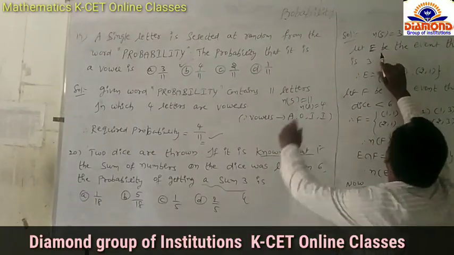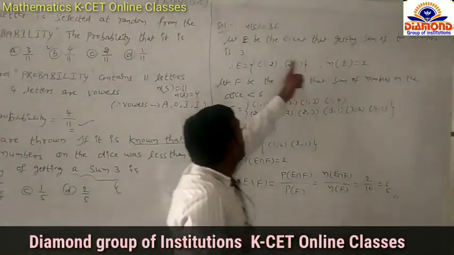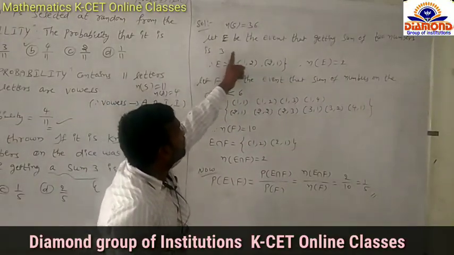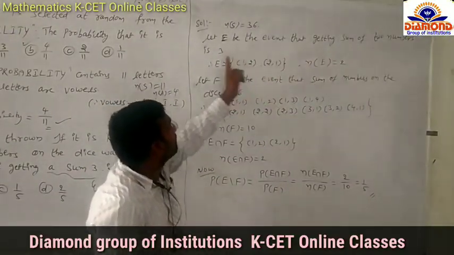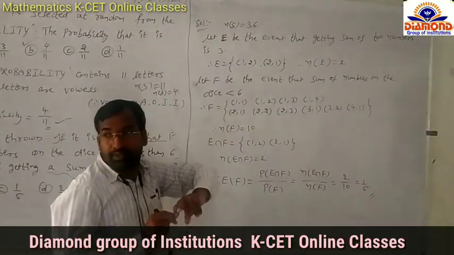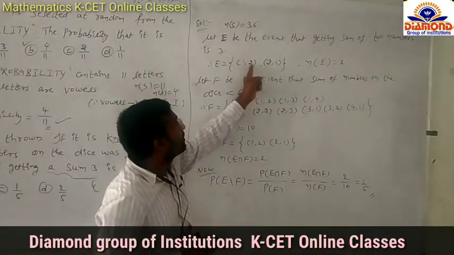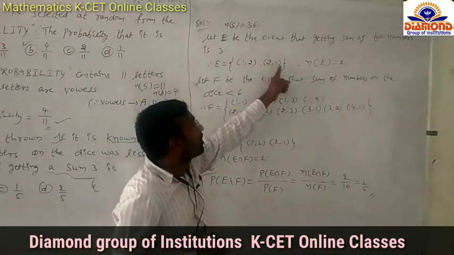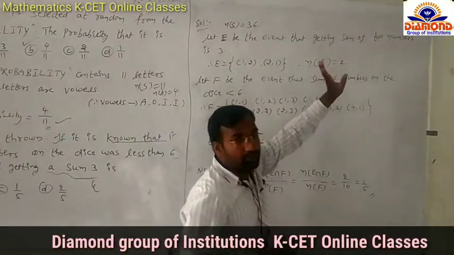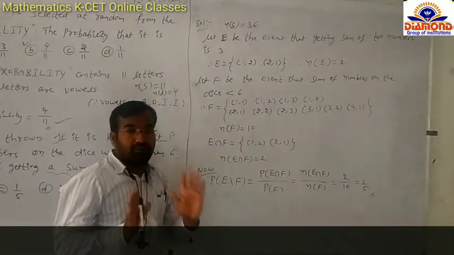Let E be the event that the sum of the 2 numbers is 3. This is the probability we are finding. E equal to what? A sum of 3 means the dice show 1,2 or 2,1: 1 plus 2 is 3, and 2 plus 1 is 3. So N of E equal to 2. Next, the given statement is always taken as F.